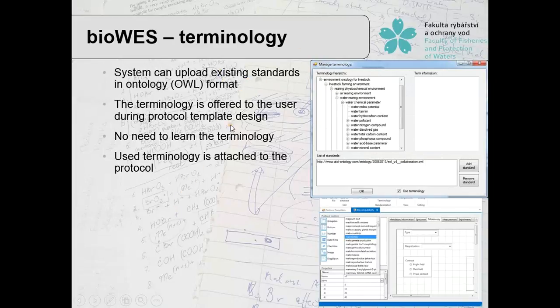Terminology. Terminology is one of the parts of the standardization. So on Friday, you will see how we can use the particular terminology which was developed under the Aquaexcel project. And therefore, the user needn't learn the terminology, but he or she can simply start to use the terminology. So this is the main advantage of the system, that you can simply download the terminology from the internet, and then the system starts to offer you the terms during the design of the experimental protocol.